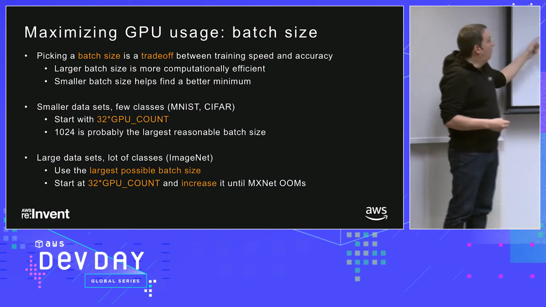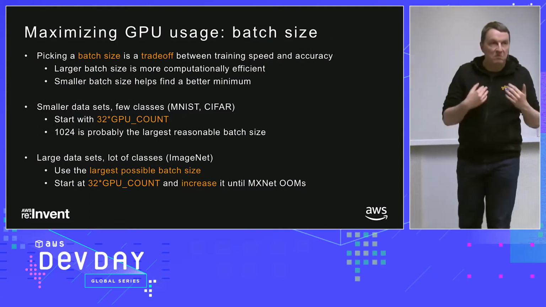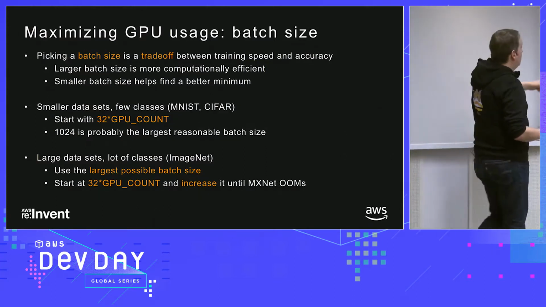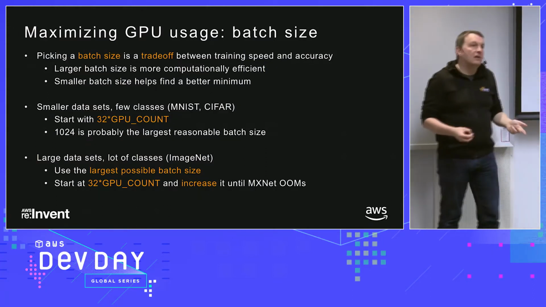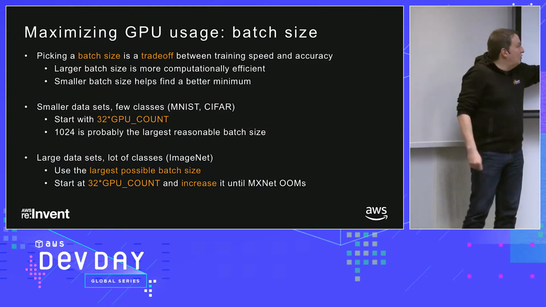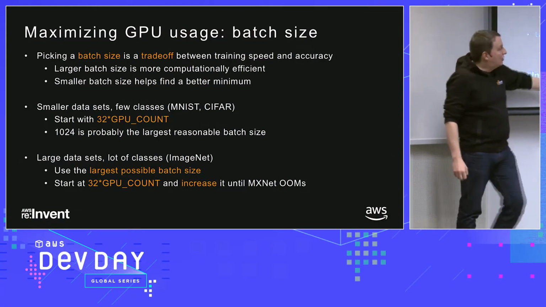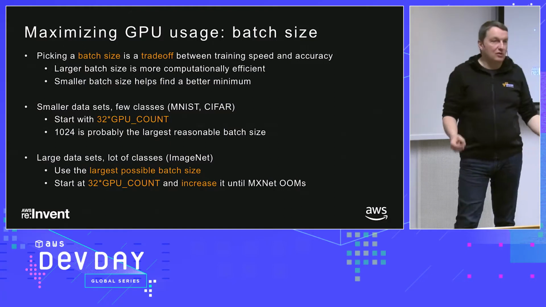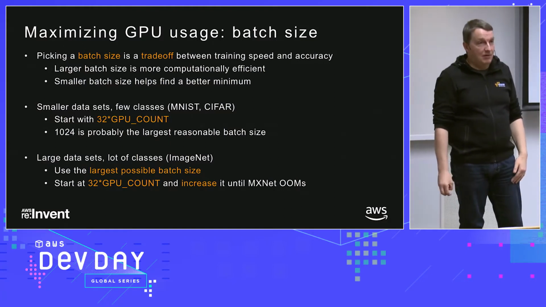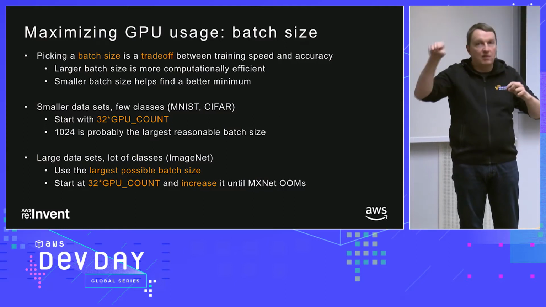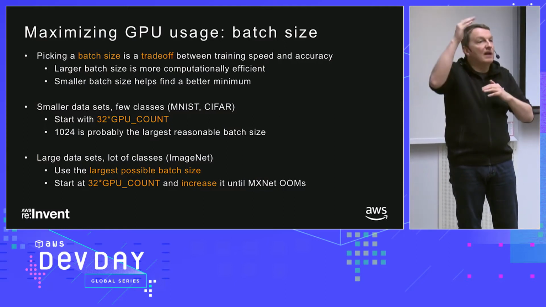On the other hand, if you have a large data set like ImageNet, millions of images, 1,000 classes, then you should use the largest possible batch size. And how do you find that? Well, it's pretty funny. You start at this, and you increase it until MXNet fails because the GPUs run out of memory. So you just push it. You see memory usage in that NVIDIA SMI tool. So just push it to the max.